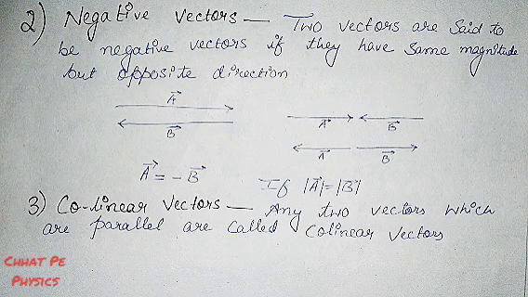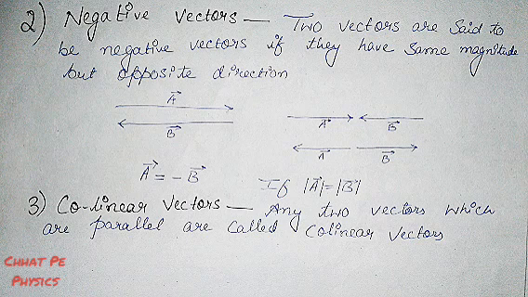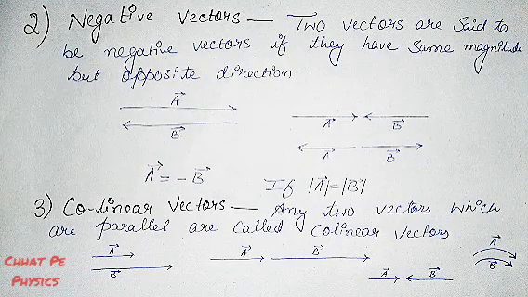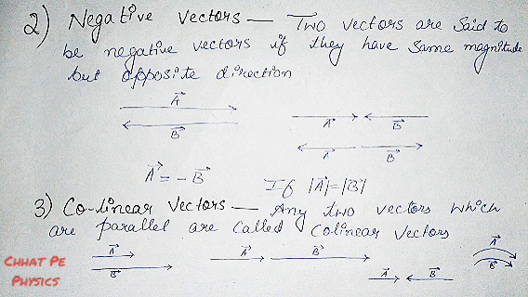Next one is collinear vectors. Any two vectors which are parallel are called collinear vectors. Here we have drawn a few examples. Here, vector a is parallel to vector b.